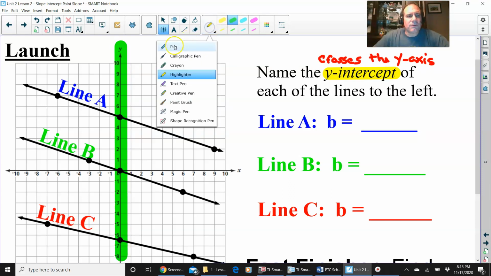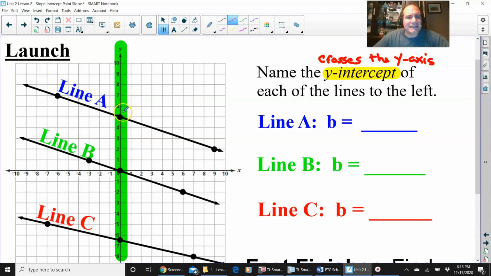Okay? So I am going to line A. I'm going to circle where it crosses. See this y-axis right here? I'm going down, and there is the point where this A line crosses the y-axis. And at what number does that cross? Give you a couple of seconds, take a look at it. Yes, if you said 5, that is correct.